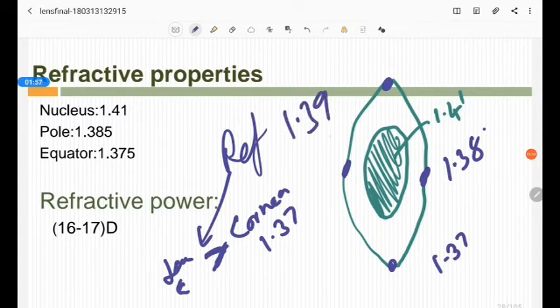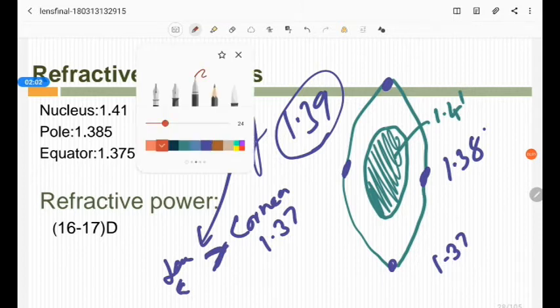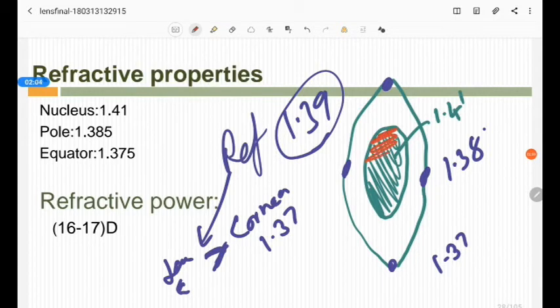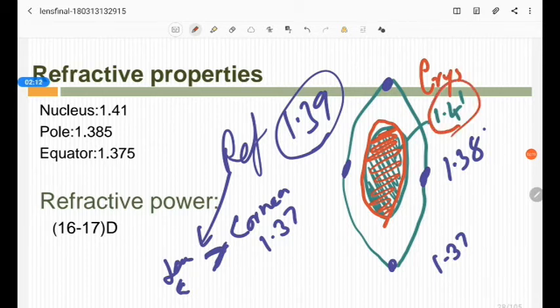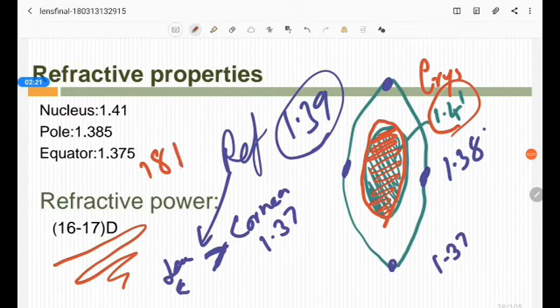But most importantly, the question usually arises about that of the nucleus. So you should know that the refractive index of the nucleus of the crystalline lens is around 1.41. And as you already know, the refractive power of the lens is 18 diopters, or on an average you can say that it is around 16 to 18 diopters.